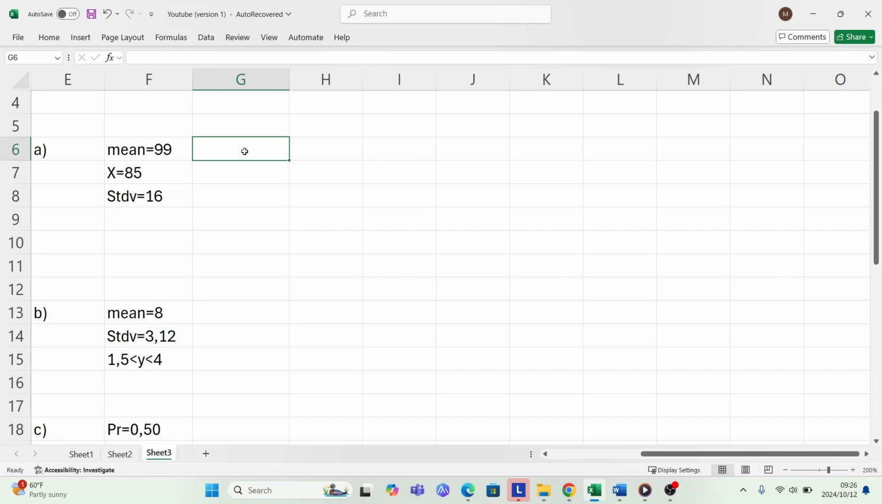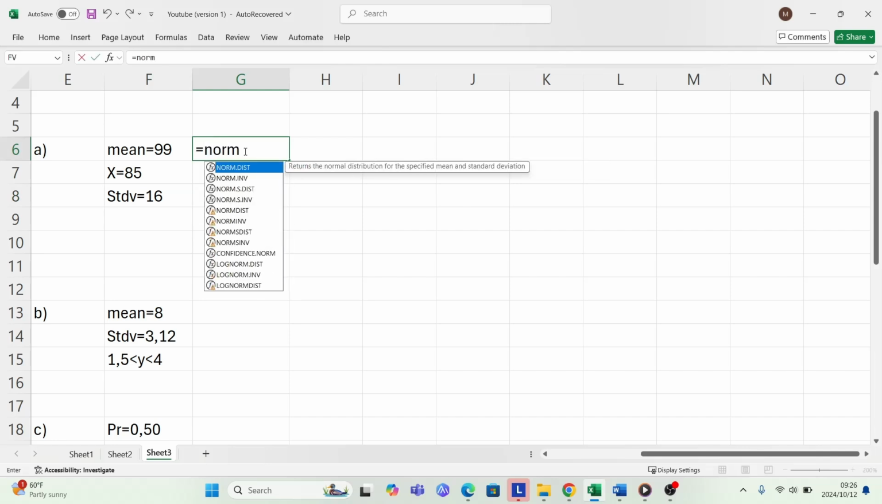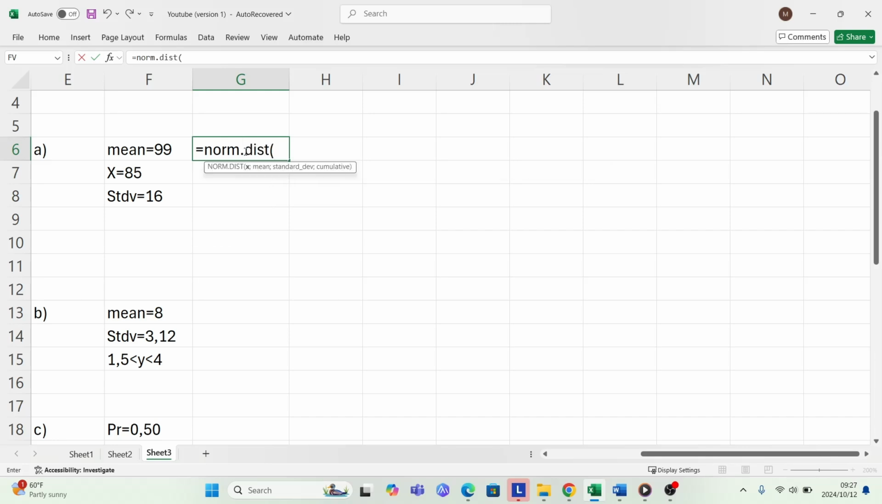So to formulate this, you can just use equal norm.dist. So in this case, our x is 85, comma, our mean is 99, comma, our standard deviation is 16, comma, and true. Enter.